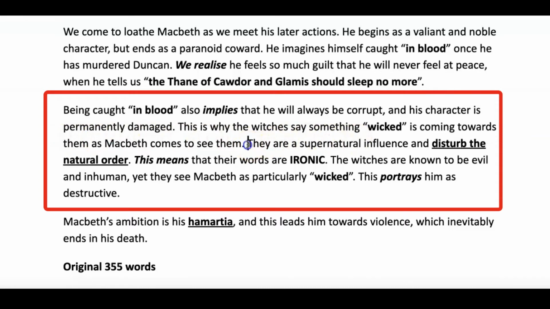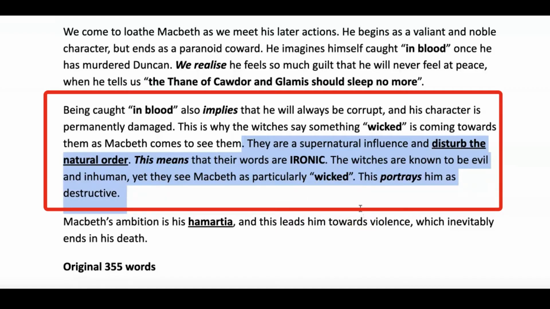So, this ability to link from one quote to another is a really good skill. The student is saying the witches are calling Macbeth wicked, and that is proof that Macbeth has been permanently damaged by his violence and therefore being caught in blood. They are a supernatural influence and disturb the natural order.